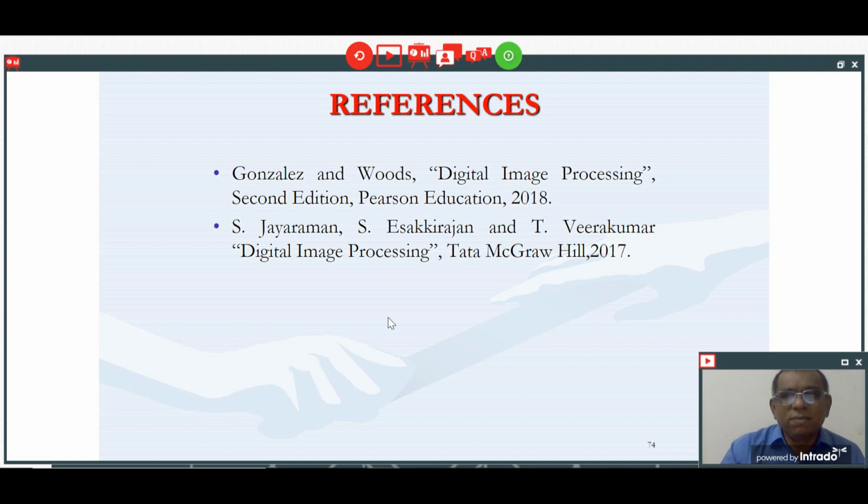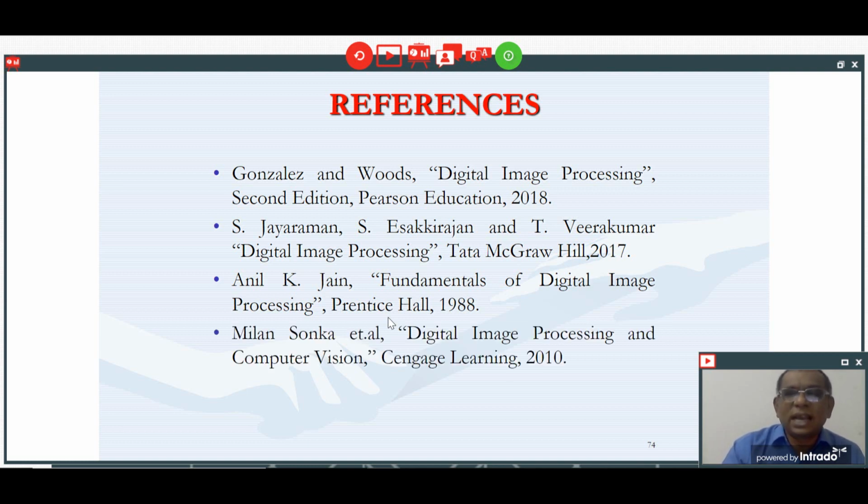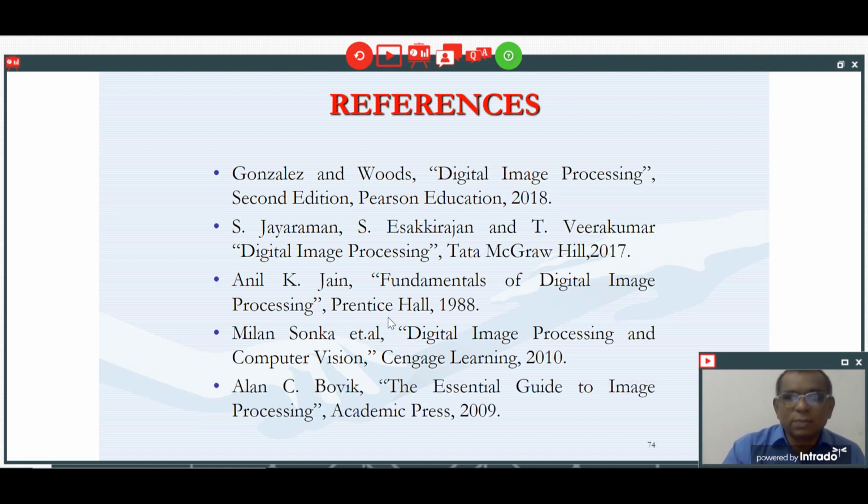These are all the references. The concepts are very well obtained from Gonzalez and Woods' book, which was published by Pearson. Some of the fundamental concepts are covered in our textbook, which was authored by Dr. S. Jayaraman, myself, and Dr. T. Veerakumar. Mathematical concepts can be obtained from Anil K. Jain, one of the classic books which deals with mathematical concepts of image processing. Computer vision related applications can be found in Milan Sonka's textbook. For an overall, holistic view of different areas of image processing, Alan C. Bovik is a classic textbook. So these are all the references I have listed here. Now the session is open for discussion.